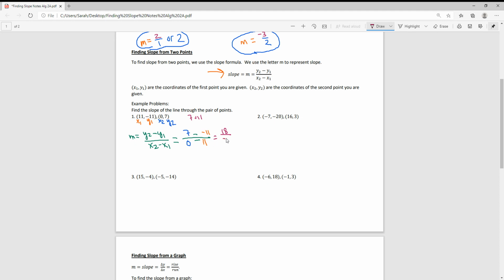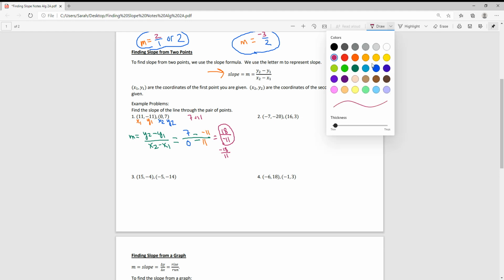0 minus 11 is -11. This fraction doesn't reduce, so I am all finished. My slope is 18 over -11, which is the same as -18 over 11, by the way. When you have a negative fraction, you can put that negative sign wherever you'd like, as long as you only have one negative sign in there.